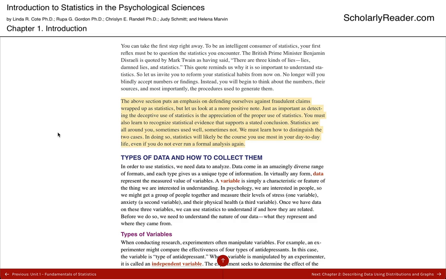The above section puts an emphasis on defending ourselves against fraudulent claims wrapped up as statistics. But let us look at a more positive note. Just as important as detecting the deceptive use of statistics is the appreciation of the proper use of statistics. You must also learn to recognize statistical evidence that supports a stated conclusion. Statistics are all around you, sometimes used very well, sometimes not. We must learn how to distinguish the 2 cases. In doing so, statistics will likely be the course you use most in your day-to-day life, even if you do not ever run a formal analysis again.